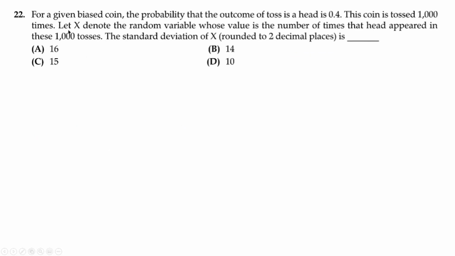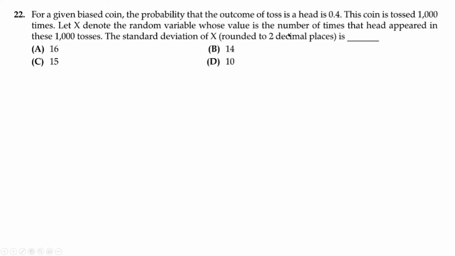The next question, for a given biased coin, the probability that the outcome of a toss is a head is 0.4. This coin is tossed 1000 times. Let X denote the random variable whose value is the number of times head appeared in these 1000 tosses. The standard deviation of X is dash. So here it is a biased coin, and the probability of getting a head is given by 0.4. If it is unbiased, then the probability of getting a head will be 0.5. Since this is 0.4, it is a biased coin.